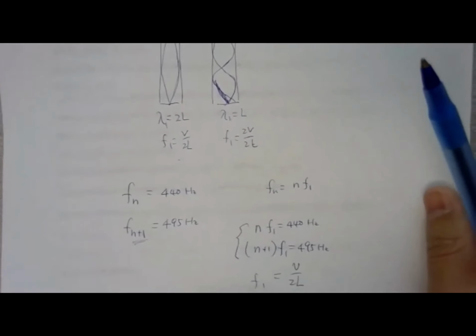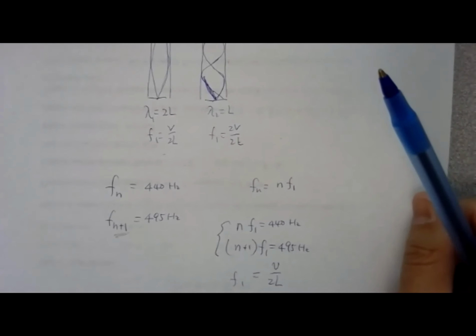All right, I think I see a few responses in here. We can take a look at the solution together. As I mentioned, given two frequencies, you can write it up like this. This is the nth harmonic, the frequency equal to n times the fundamental F1, that's equal to 440. And this is the next harmonic, n plus one times the fundamental, is 495 Hertz. So you're looking for F1 and then the length of the tube, the pipe.